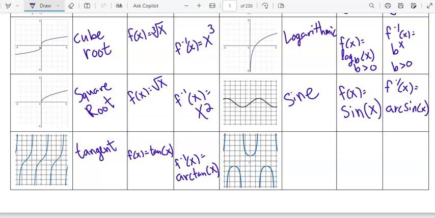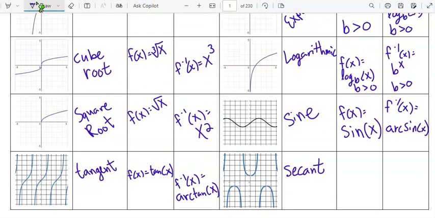And then the last one here, it's a reciprocal sinusoidal function. It's secant. Secant is the reciprocal of cosine. You'd write that as this: f of x equals secant of x, and then the inverse, f inverse of x equals arc secant of x.